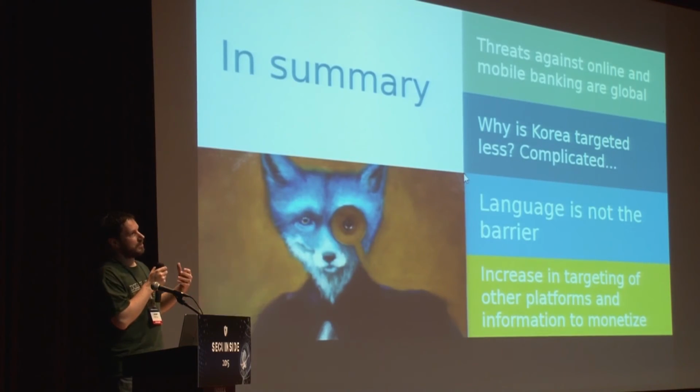So not just online banking, but credit cards, that's traditionally already, point of sale systems, and other types of information that the criminals can monetize. This can be personal information as well. I think that was the main part of my presentation.